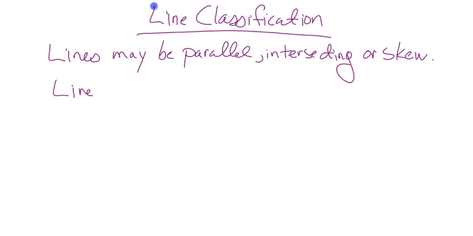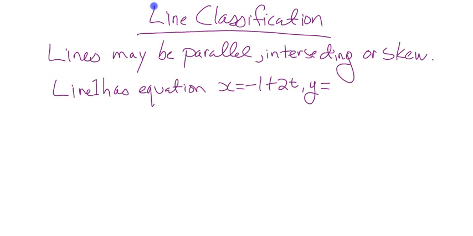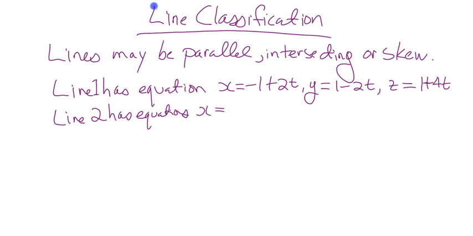So here, line 1 has equations. X is equal to -1 plus 2t. Y is equal to 1 minus 2t. And Z is equal to 1 plus 4t. Line 2 has equations. X is equal to 1 minus u. Y is equal to u. Because it can't be t, it's a different line. And Z is equal to 3 minus 2u.